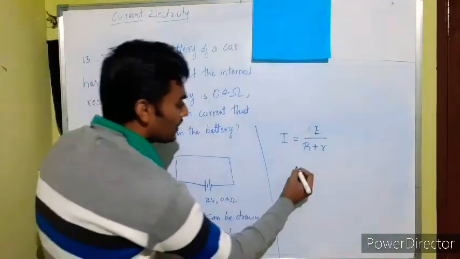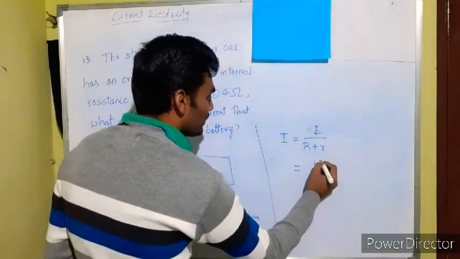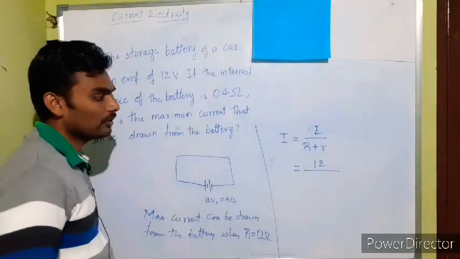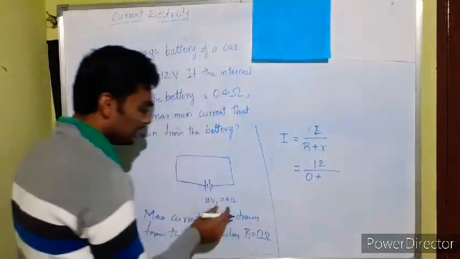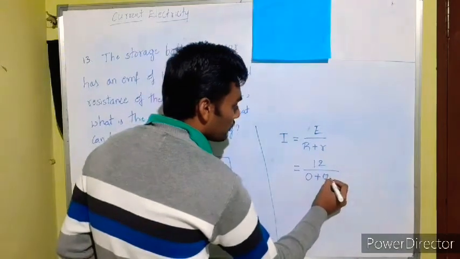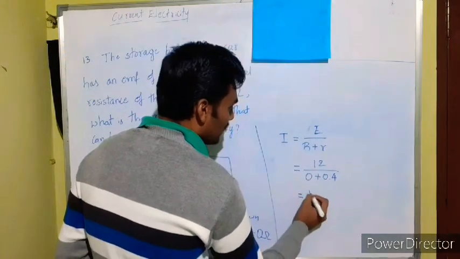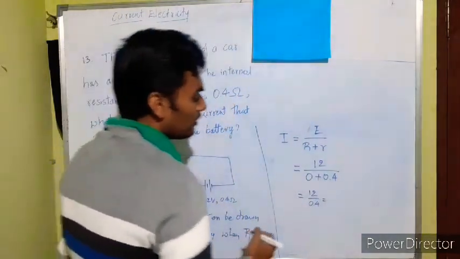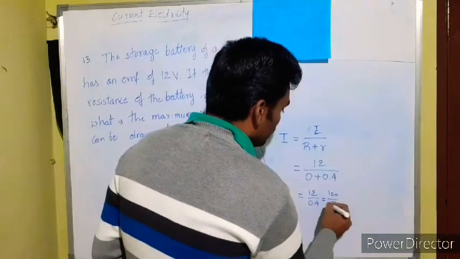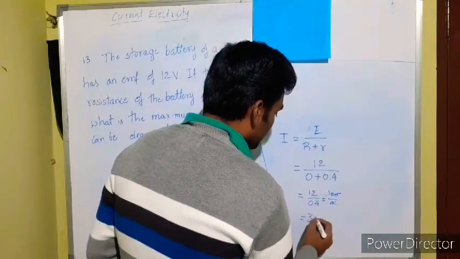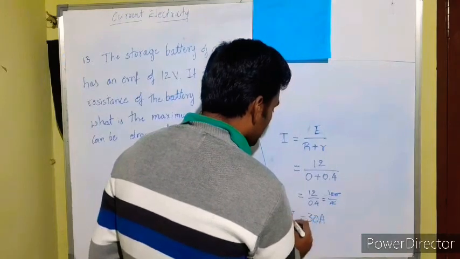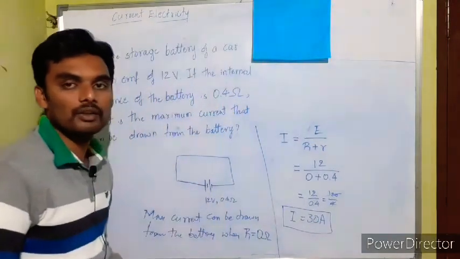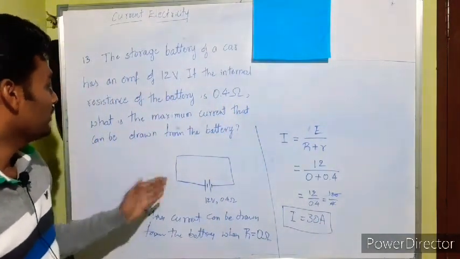Now, what is the value of E? The EMF is 12 volt. In order to get the maximum current, we have made the external resistance 0, and the internal resistance of the battery is 0.4 ohm, and hence I have the current given by 12 by 0.4, which is equal to 120 by 4, 30 ampere is the maximum current that can be drawn using this battery.